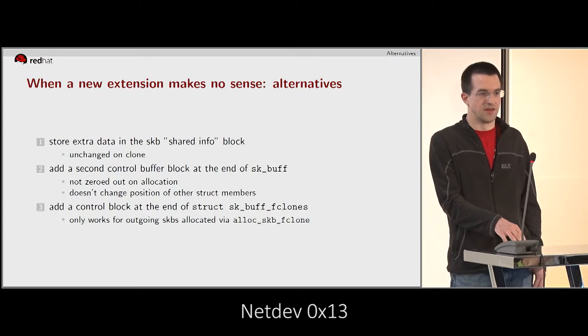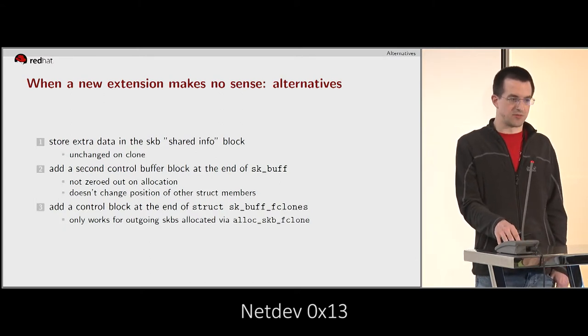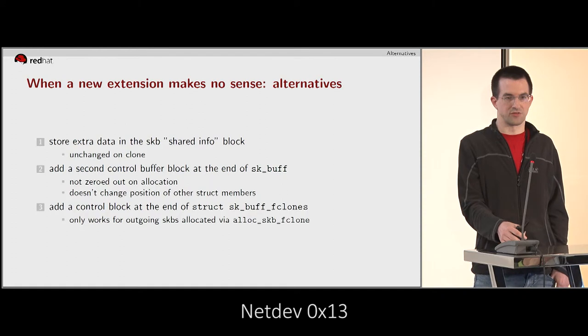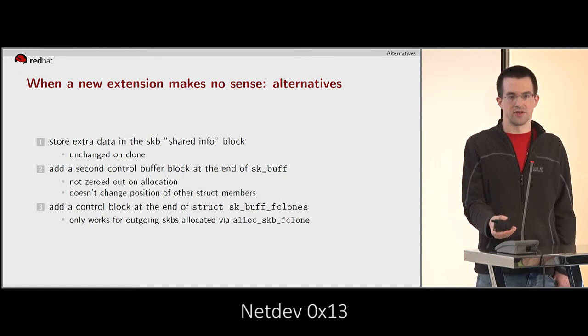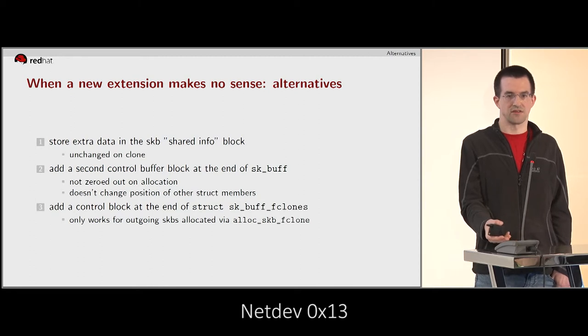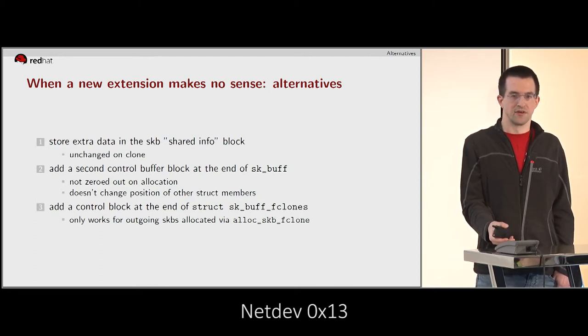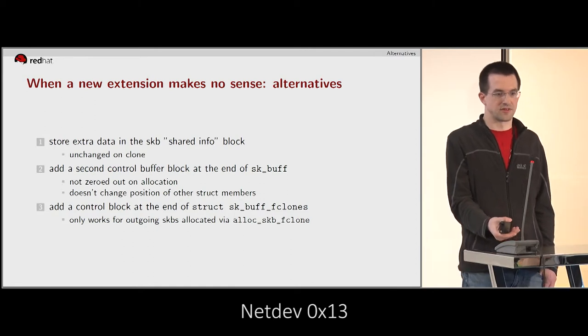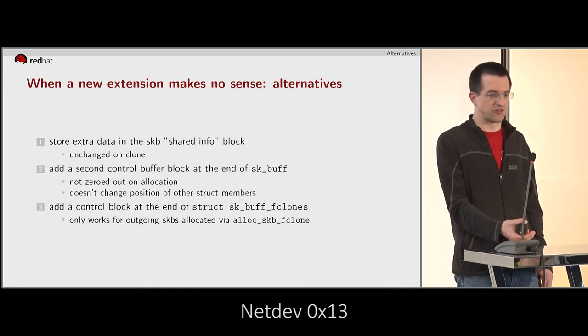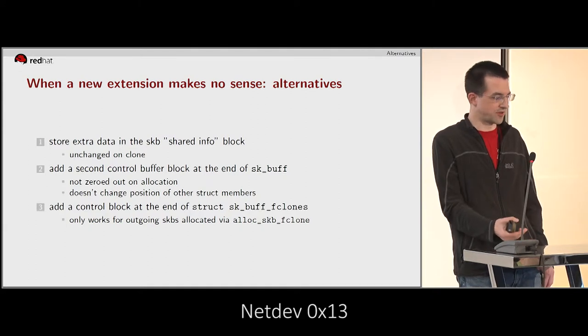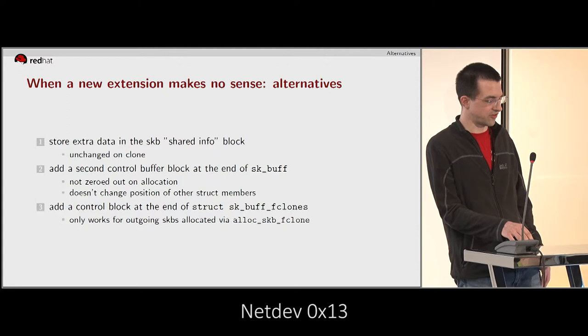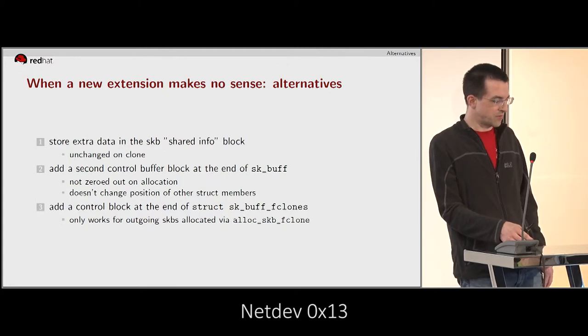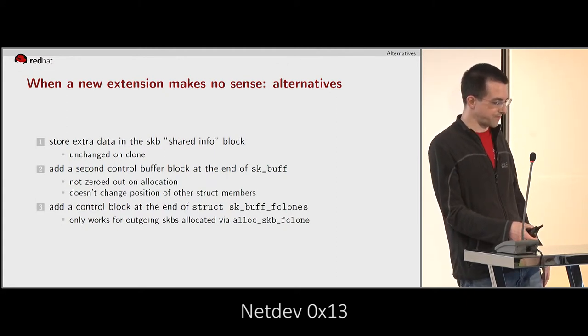That's, for example, impossible to use for both IPsec and for bridge netfilter, because, for instance, the bridge will clone SKBs when it has to flood a packet out on several bridge ports. As soon as that happens, you always need extra storage for every sk_buff, and that's impossible with the shared info block. So that's out of the question, and the same applies to possible other entities.